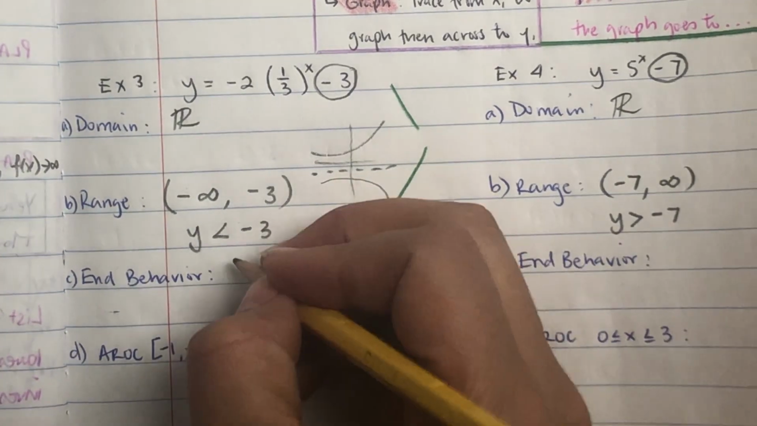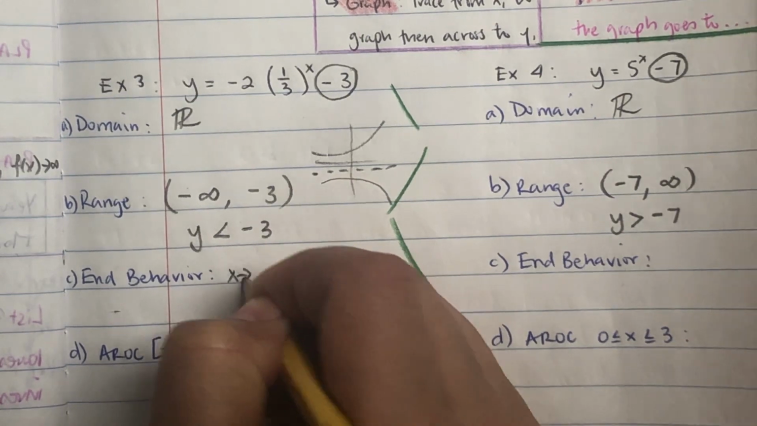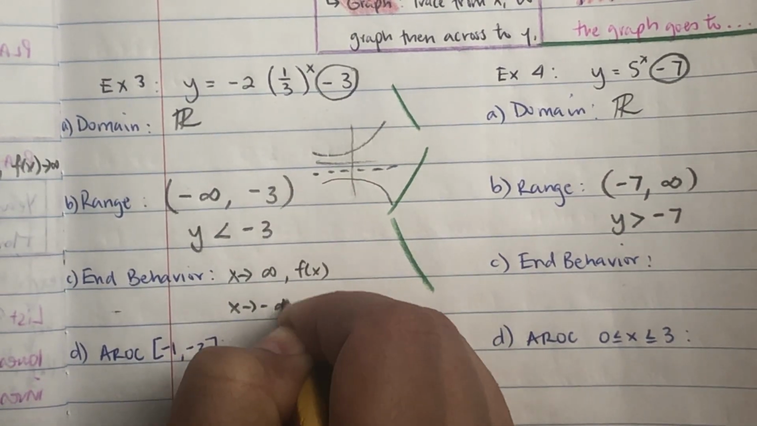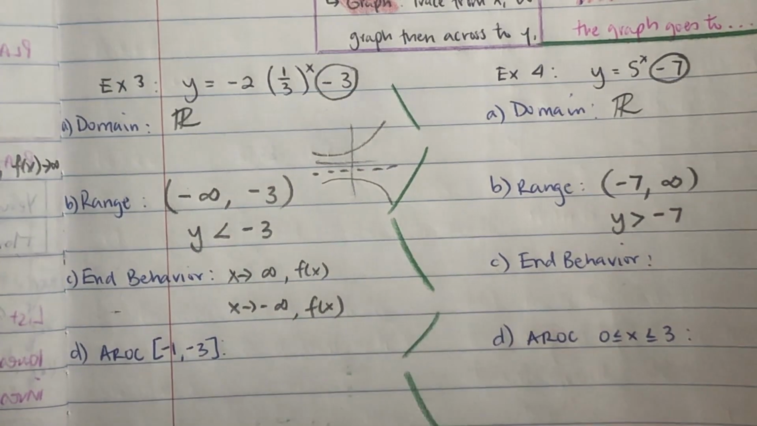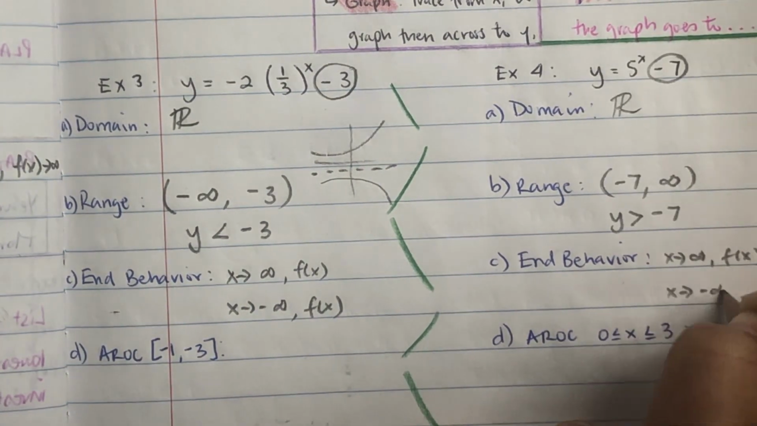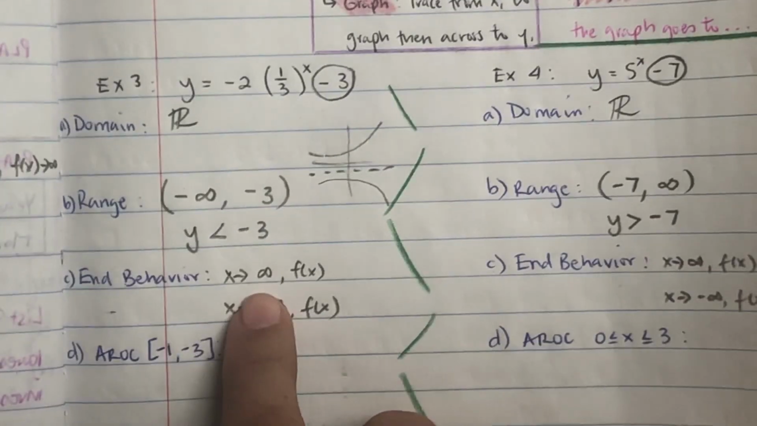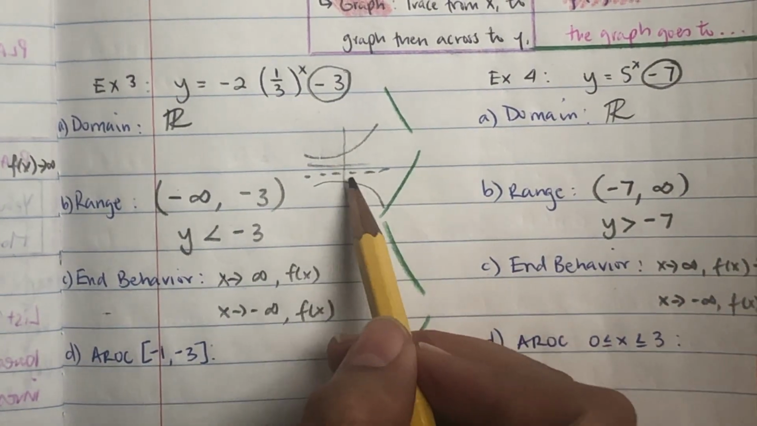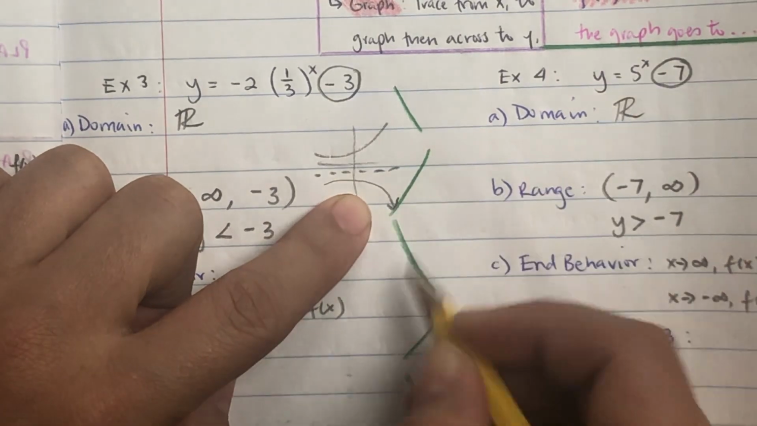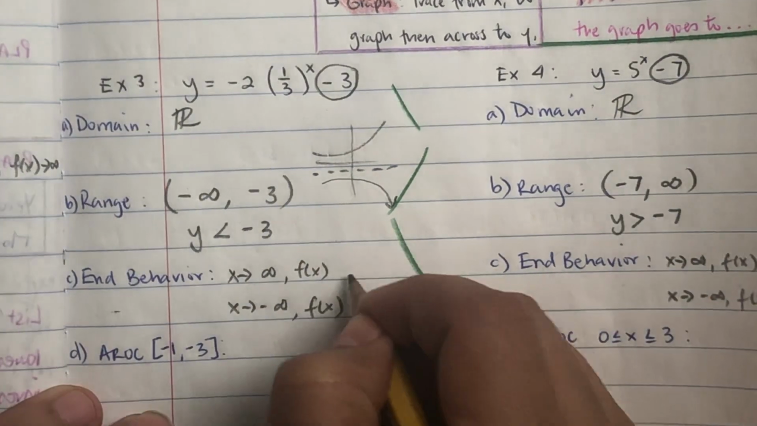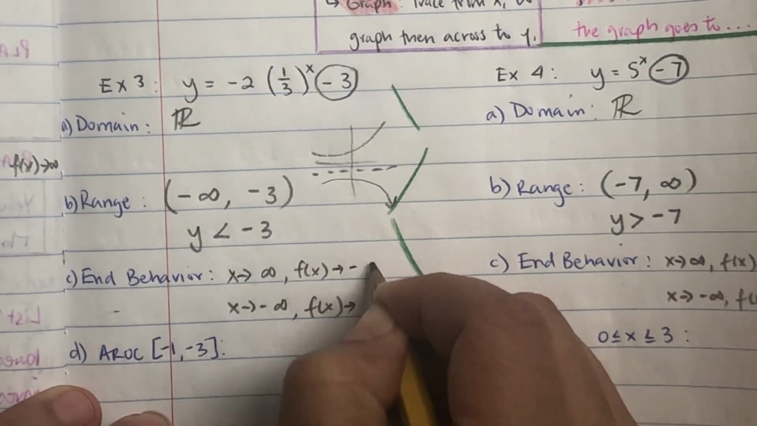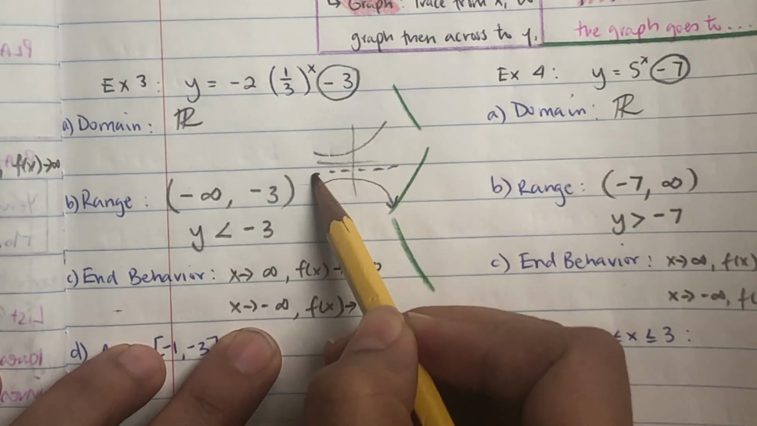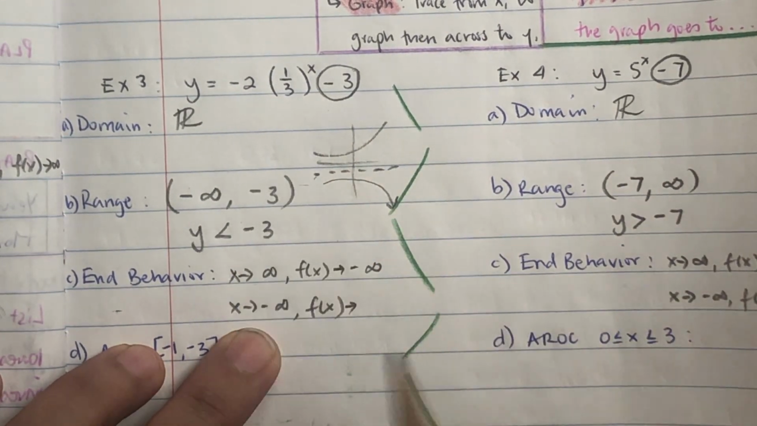So end behavior is always, as x is going to infinity, what's happening to f of x? As x is going to -infinity, what's happening to f of x? In this case, because it is flipped, as x is going this way, what's the end of the graph doing? It's going to -infinity. As x is going this way, what's happening to the graph? It's going towards the asymptote, which was -3.